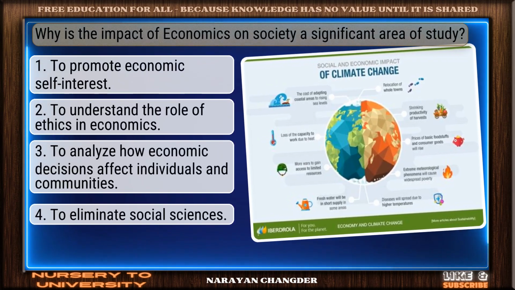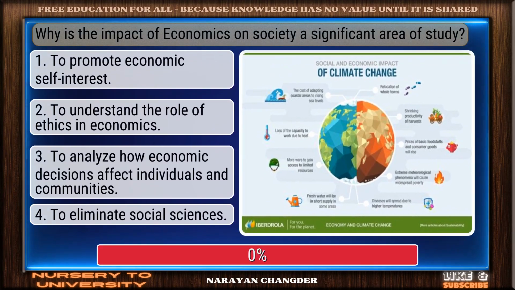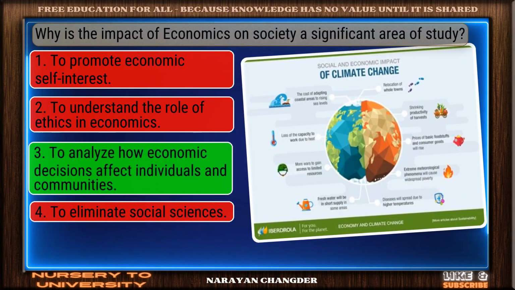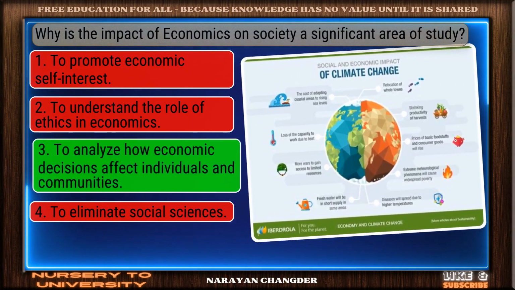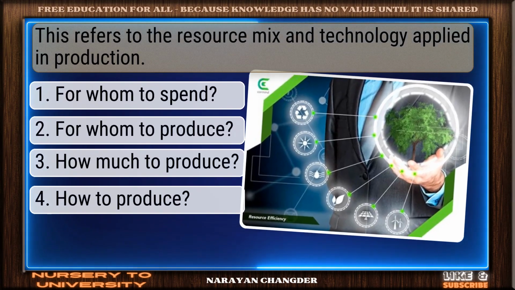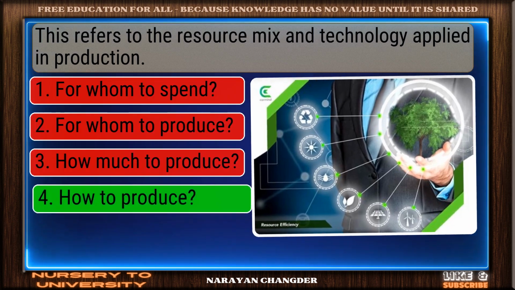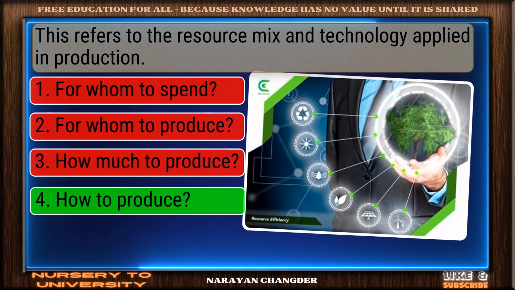Why is the impact of economics on society a significant area of study? Valid point. To analyze how economic decisions affect individuals and communities is true. This refers to the resource mix and technology applied in production. Great thinking. How to produce is the right choice.